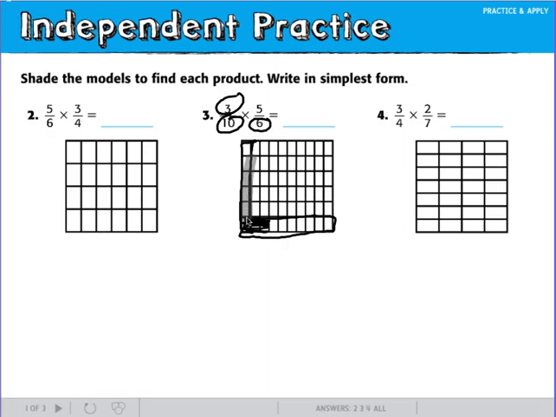Now, once we've shaded both of those, we can see that the 3 ends here and the 5 ends there, which means everything inside of there has to be shaded. Boom. So how many do I have shaded completely? 15. And how many are there? 60.